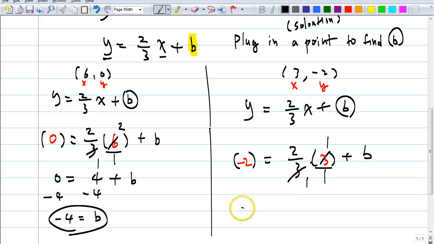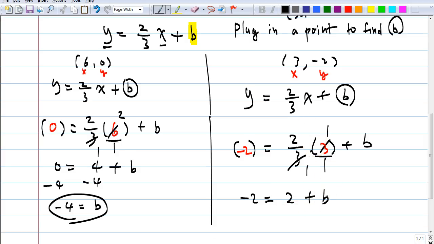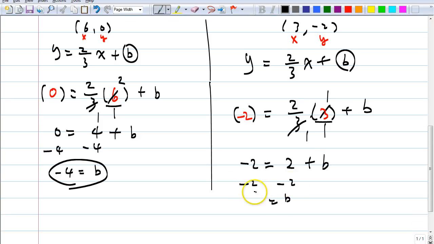Not 2. -2 is equal to here. Oh, I'm sorry, I get what you mean, plus b. Right, Dia, then what do I do? Then you subtract 2. I subtract 2 from both sides. I get b is equal to -4. And we get the same b as what we expected.